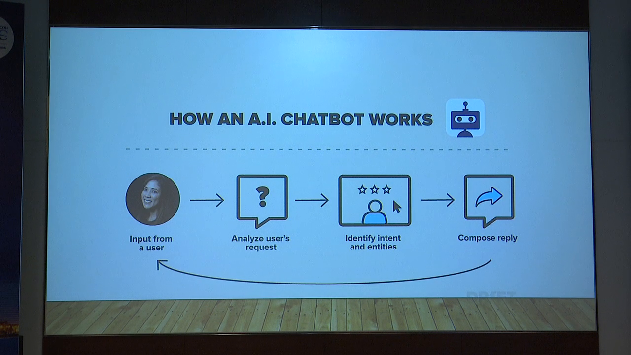While an artificial intelligence chatbot analyzes users' requests, identifies their intent and entities, and based on the data they have, composes a reply and sends it to the user. With deep learning, over a period of time, they refine themselves. So they are able to provide better replies over a period of time.